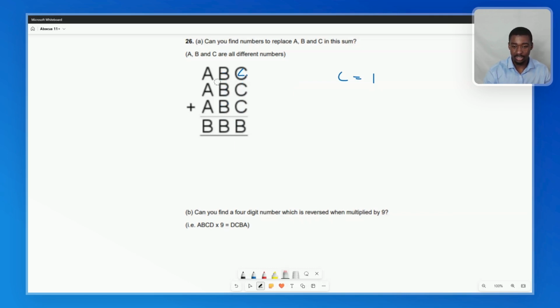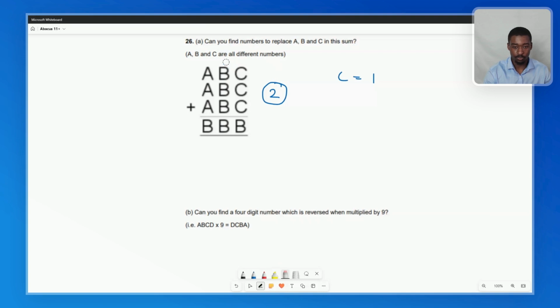But if we look closely at this sum, we can expect C to be a number that, when we add up these three C's, gives us a remainder, a tens number that we can then add on to this column to make this whole thing work.